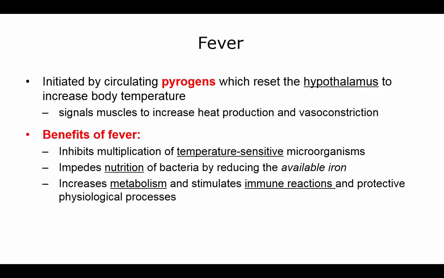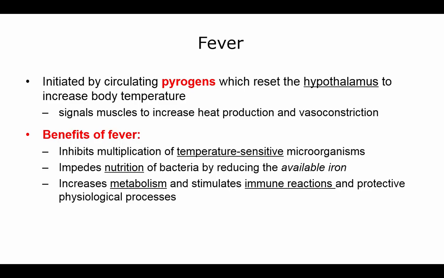The last thing we want to talk about is fever. You've got these pyrogens that will circulate around and cause a fever, and that will cause your hypothalamus to reset your normal body temperature to a higher range. And that signals your muscles to increase heat production and vasoconstriction.